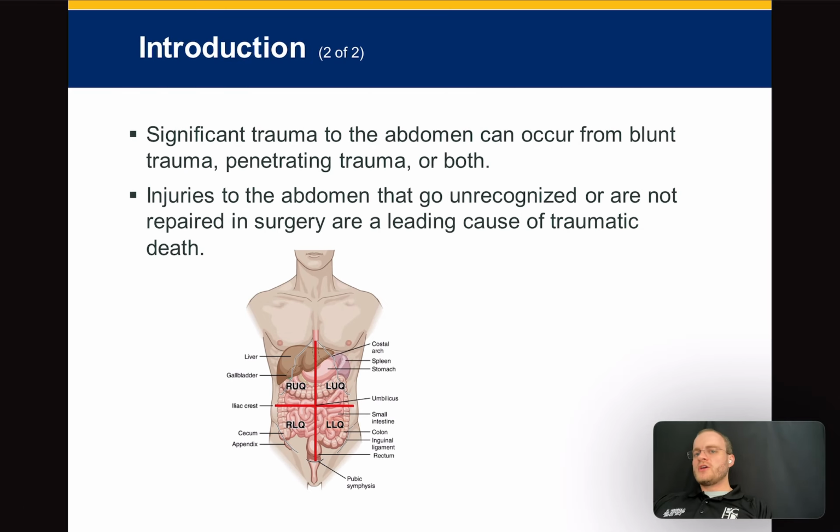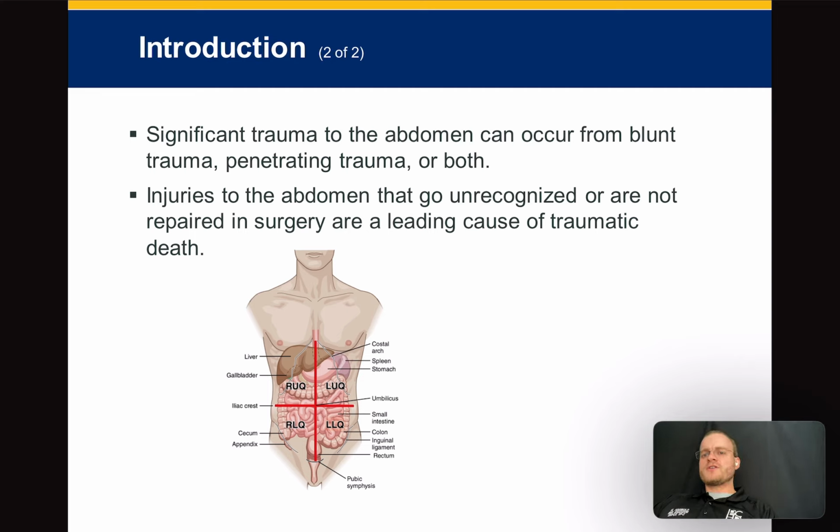Significant trauma to the abdomen can occur from blunt trauma, penetrating trauma, or both. That is intuitive. Now, unlike the chest, the abdomen is not protected by ribs mostly. And so you run the risk of damaging some of these relatively soft and fragile organs within the abdominal cavity. That's where we see injury patterns like a ruptured spleen, which is very common in major trauma, because the spleen is somewhat protected by the ribs, but not entirely.